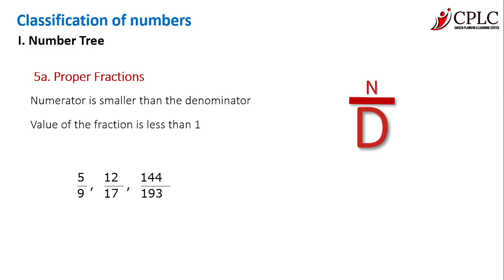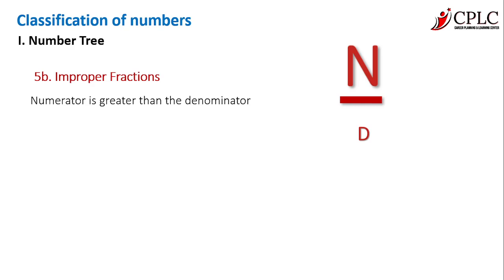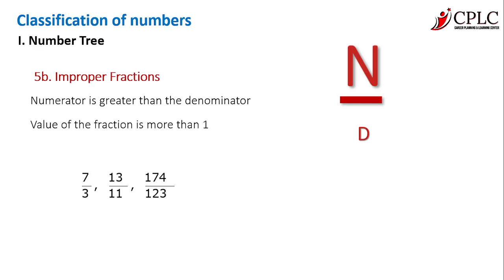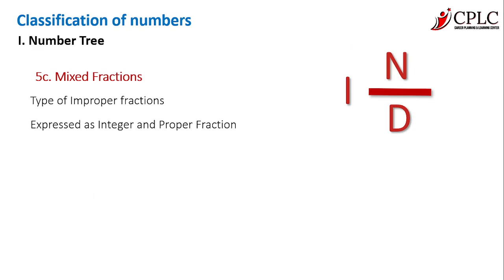Then automatically the second one has to be improper fractions. So improper fractions are exactly the opposite. Numerator will be more than denominator. So if the numerator is more than the denominator, of course the answer will be greater than 1. And these are a few examples of improper fractions. And then there is a third type of fraction, which is mixed fractions. So probably you would have seen such types.